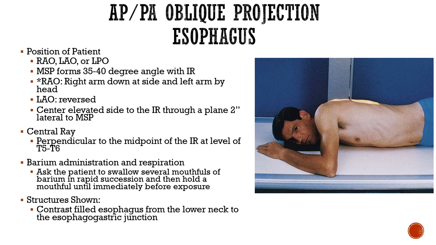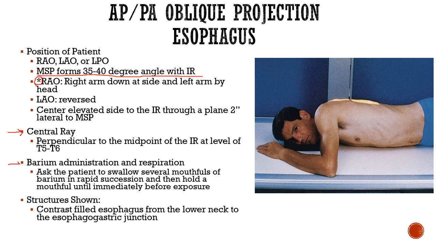On the AP or PA oblique projection of the esophagus, we could perform an RAO, an LAO, or even an LPO. In this case, the mid-sagittal plane forms a 35 to 40 degree angle with the image receptor. With the RAO, which is the most common of the three obliques, we're going to have the right arm down at the side, the left arm up by the head, and we would reverse that for the LAO. We're going to center the elevated side to the image receptor through a plane 2 inches lateral to the mid-sagittal plane. We're going to center at the same location as we did for the AP or PA.